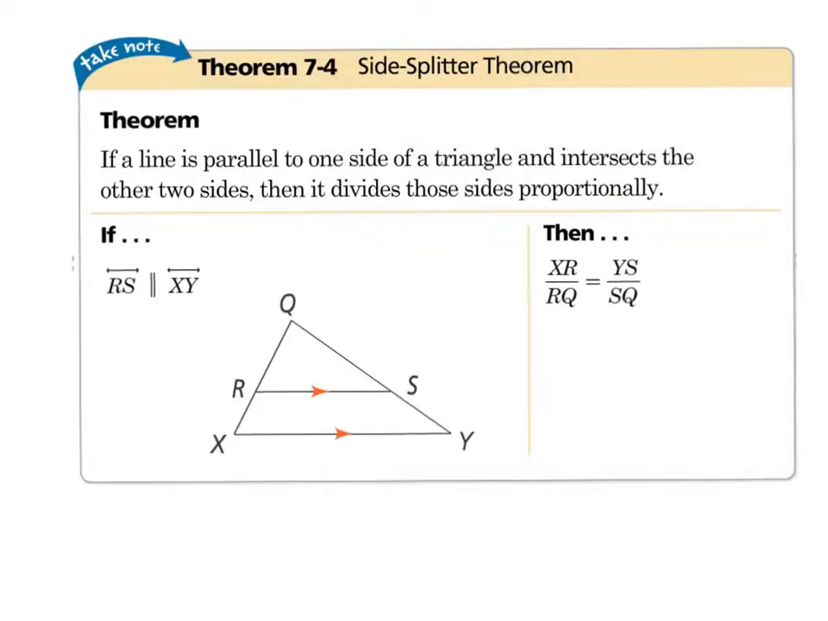The first theorem is 7.4. It's the side splitter theorem. And what this says is if a line is parallel to one side of a triangle and intersects the other two sides, then it divides those sides proportionally. So I have a triangle, and I have a line that's parallel to one side of the triangle. So RS is my parallel line, and it intersects the other two sides. Then it divides those sides proportionally. So XR to RQ is equal to YS to SQ. And let's go ahead and practice this.